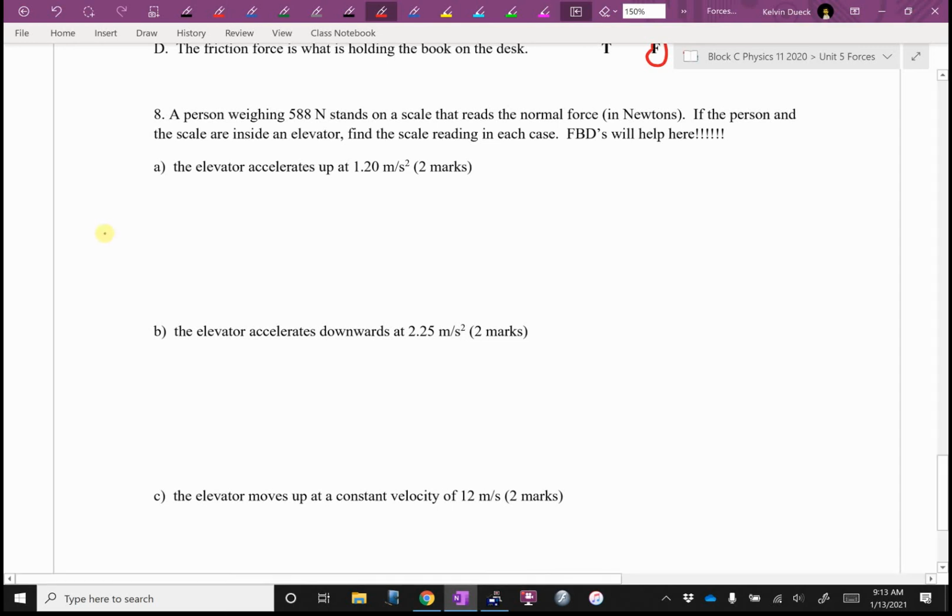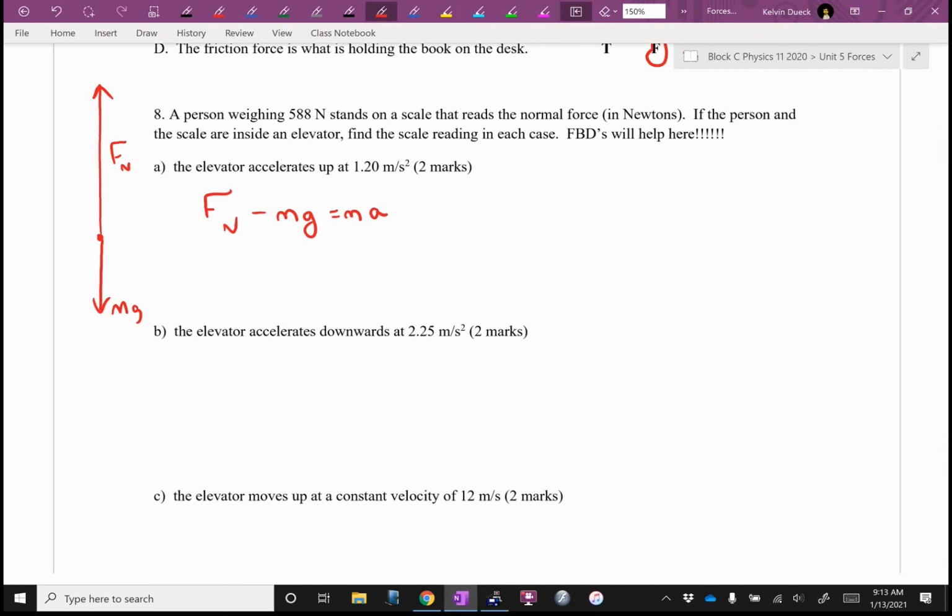Elevator accelerates up. I'm going to do a free body diagram, get the obvious one. We're accelerating up, normal force is winning. My equation is going to be normal force minus mg equals ma. What's this question asking me to find? The scale reading. What's it really asking me to find whenever I'm talking about a scale reading?